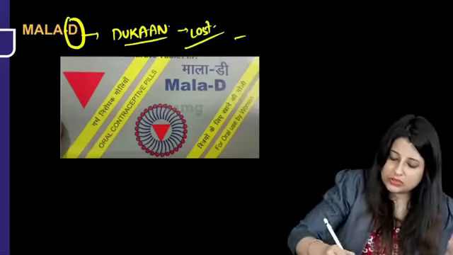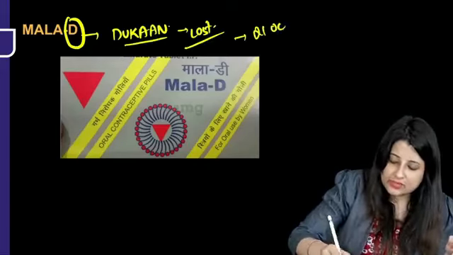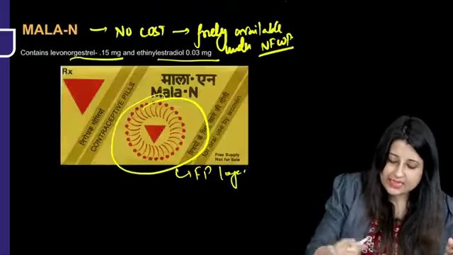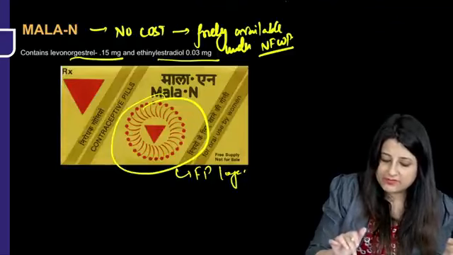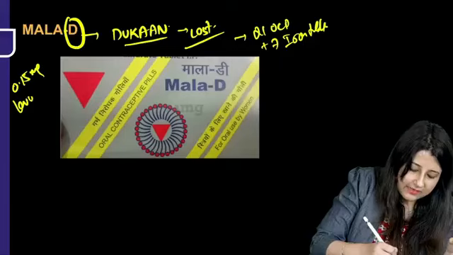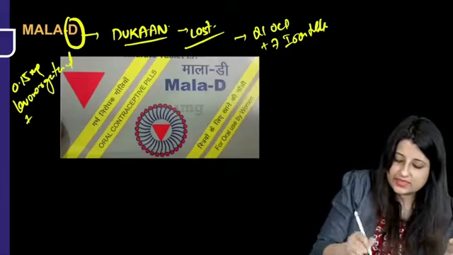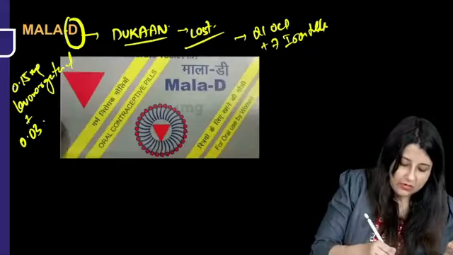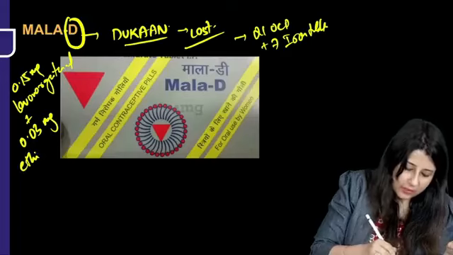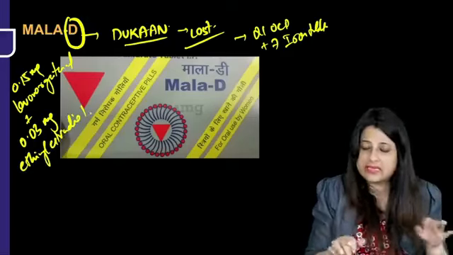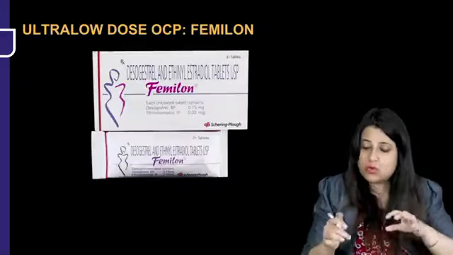This also has 21 OCPs and 7 iron tablets. Same composition: 0.15 milligram levonorgestrel, that is very, very important, plus 0.03 milligram ethinyl estradiol, same thing.